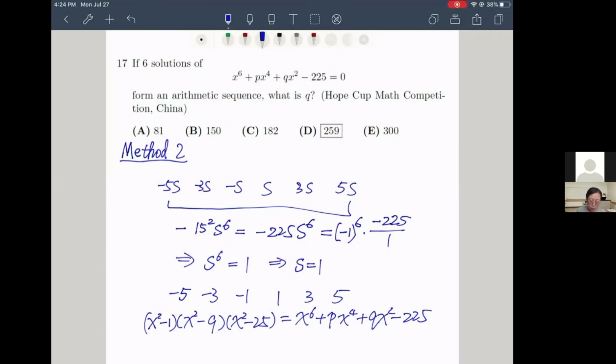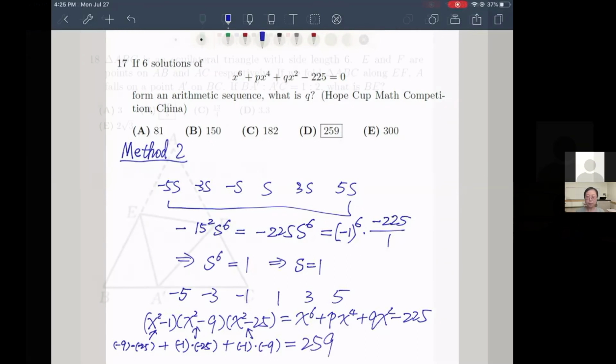If we take x squared from the first item, then we have negative 9 times negative 25. If we take it from the second item, then we have negative 1 times negative 25. If we take x squared from the third item, we have negative 1 times negative 9. Add up the three numbers, we have 225 plus 25 plus 9. So the result is 259.